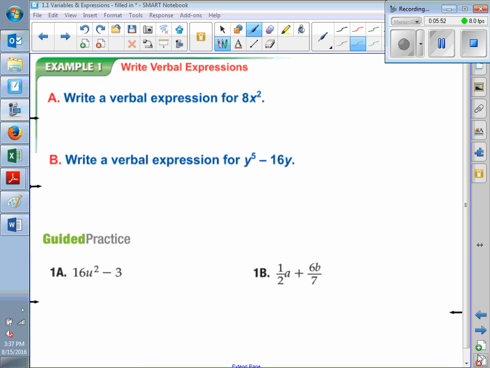All right, example 1 is writing verbal expressions. So we're going to write a verbal expression for 8x squared. What's another way that you can write 8x squared? 8 times x squared. The way that you could write it was, let's say, 8x to the power 2, right?